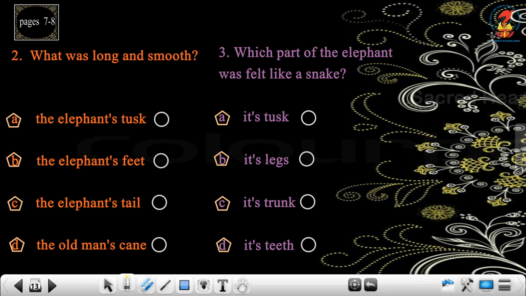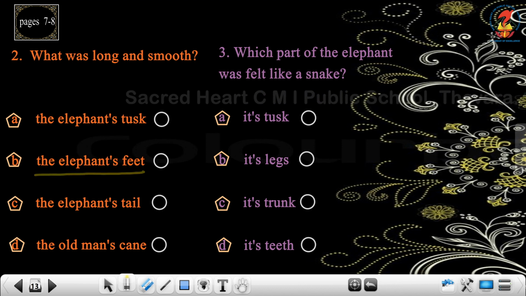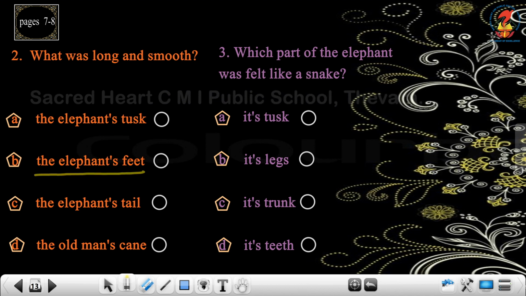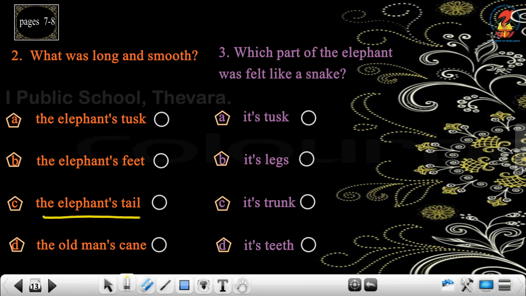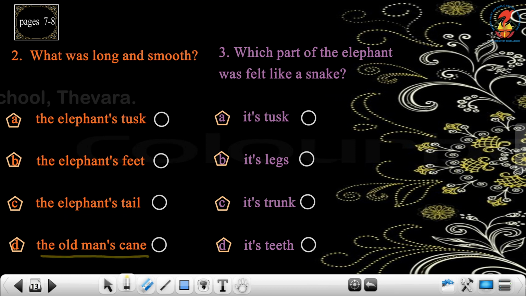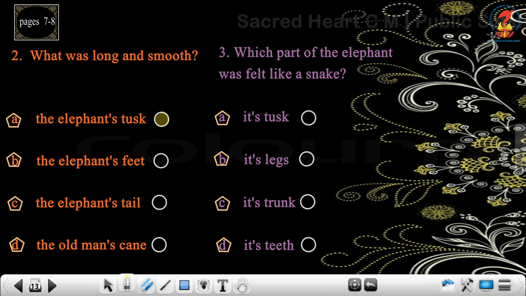See, we'll read the options. Option A, the elephant's tusk. Option B, the elephant's feet. Does the elephant's feet feel like long and very smooth? Never. The elephant's tail? No. The old man's cane. Did they touch the old man's cane? No. So what can be the answer? Yes, the elephant's tusk. Option A, the elephant's tusk felt like long and smooth. So bubble option A with your pencil. Bubble completely. Okay, children? Fine.